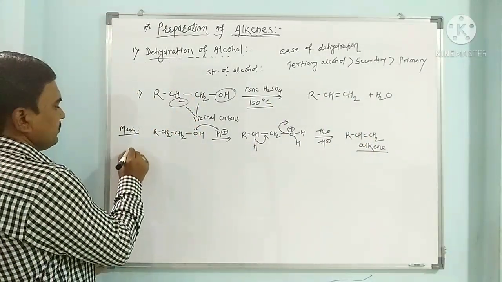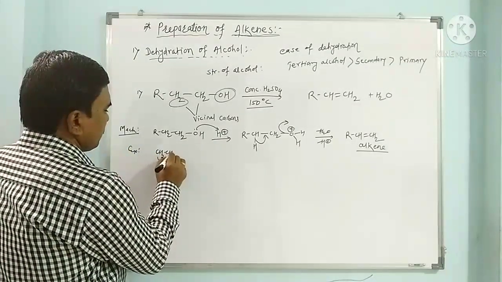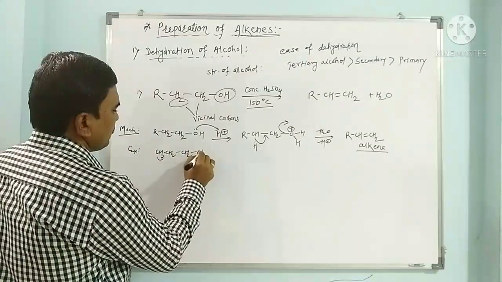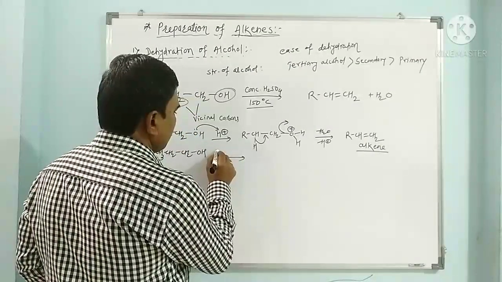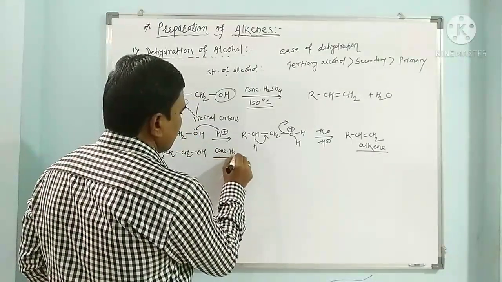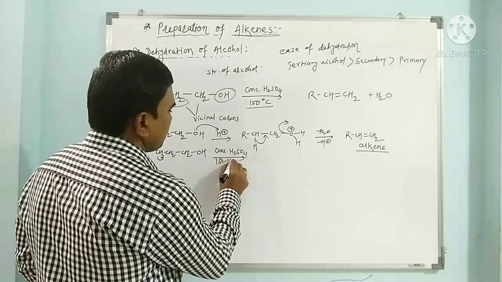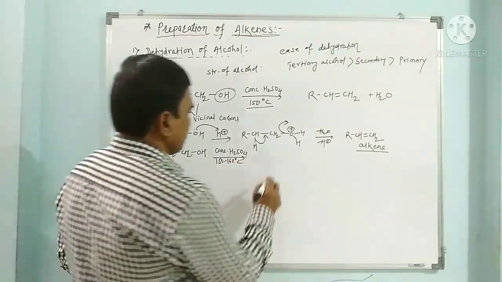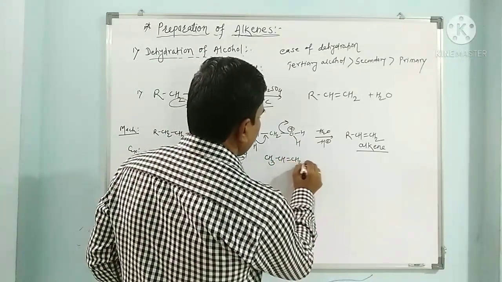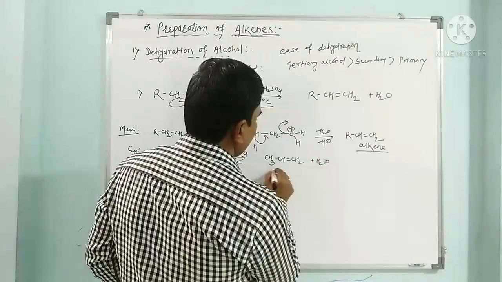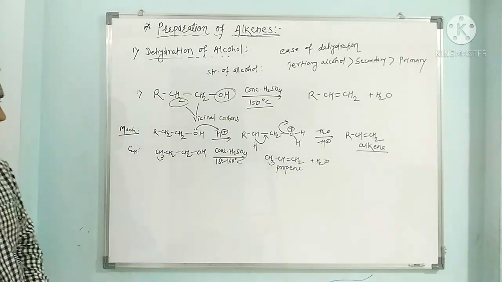If we take the example of CH3CH2CH2OH, propanol, this propanol reacts with concentrated H2SO4 at around 150 to 160 degrees Celsius and gives CH3CH=CH2 plus H2O. So this is propene that we get as a product.